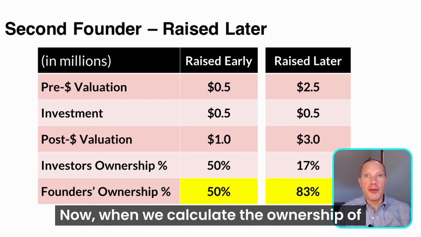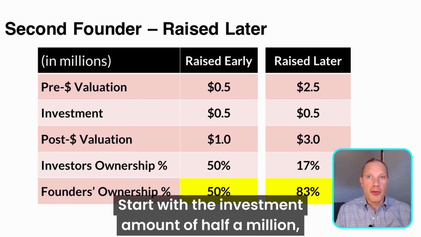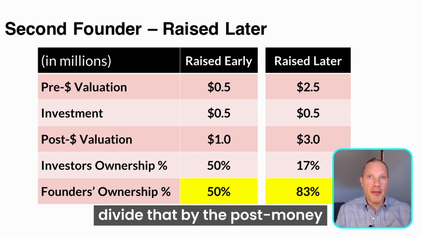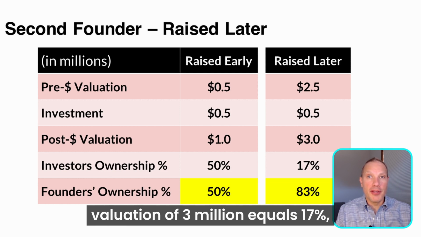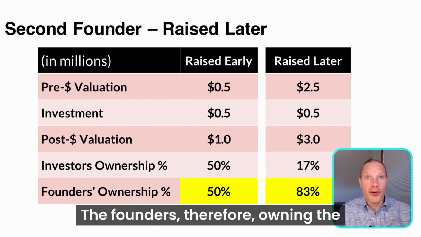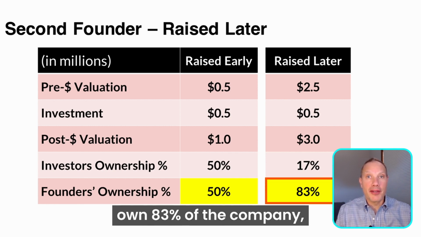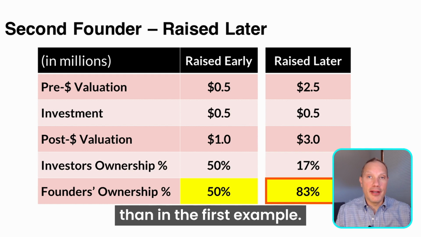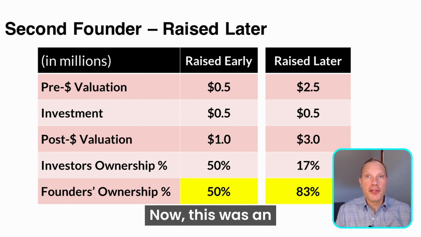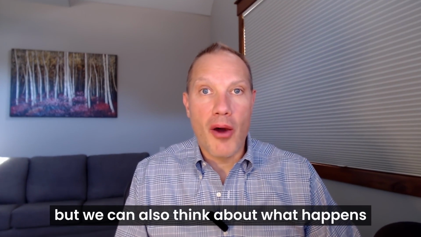Now, when we calculate the ownership of the investors, it's a much different story. Start with the investment amount of $500,000, divide that by the post-money valuation of $3 million, equals 17%, which is how much the investors own after the investment. The founders, therefore, owning the remaining percentage of the company, own 83% of the company, which is much higher than in the first example.